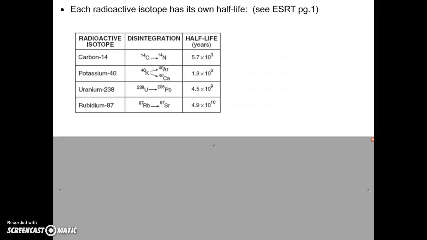Now, every isotope has its own unique half-life. Carbon-14 takes 5.7 times 10 to the third years, or 5,700 years, for half of it to decay. Potassium-40 has a much longer half-life. It takes 1.3 billion years for half of the potassium to decay. Uranium, 4.5 billion years. Rubidium-87, 49 billion years, a huge amount of time.